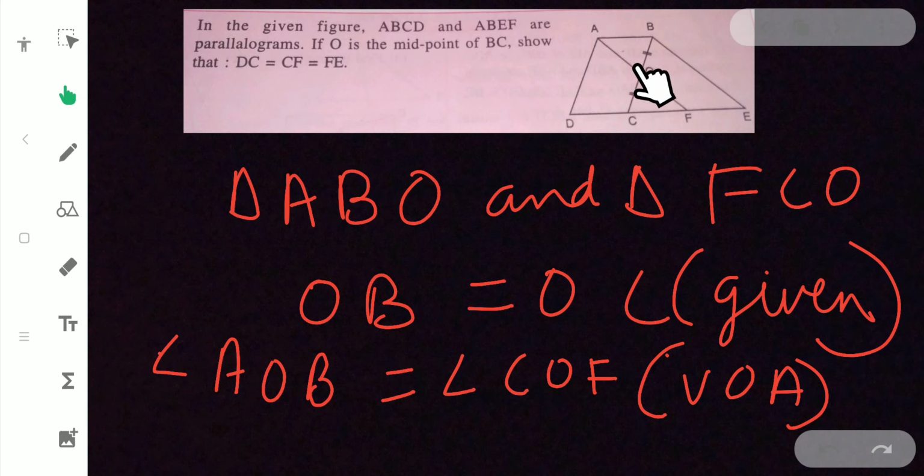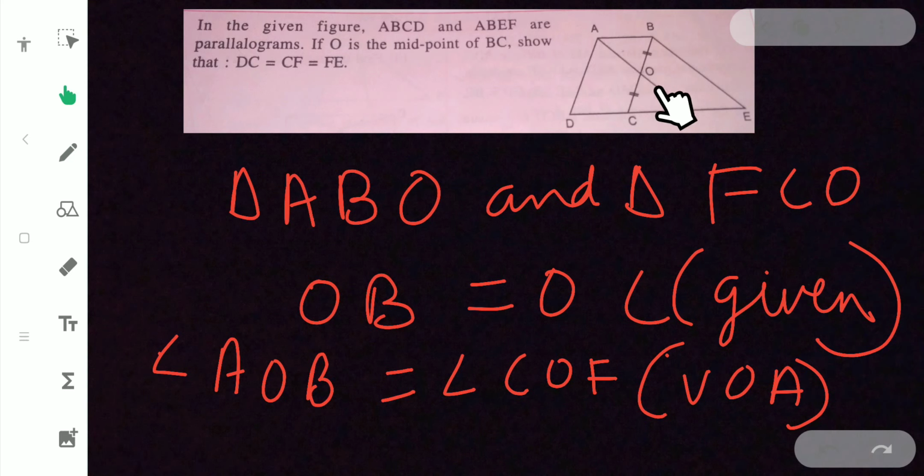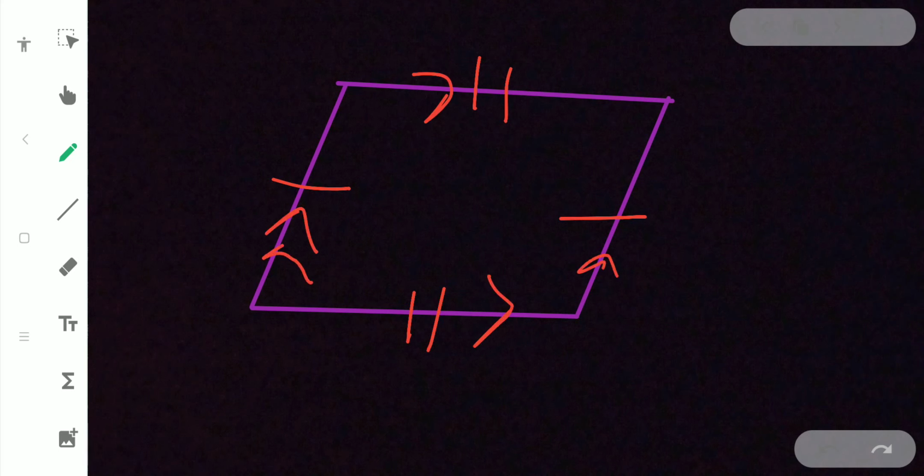Angle OBA is equal to angle OCF, because as it is given, this is a parallelogram. And hope you know the rules or the conditions in a parallelogram. If a parallelogram is drawn like this, here you will have these two lines equal and this line equal, and they will be parallel. The opposite sides will be parallel also.